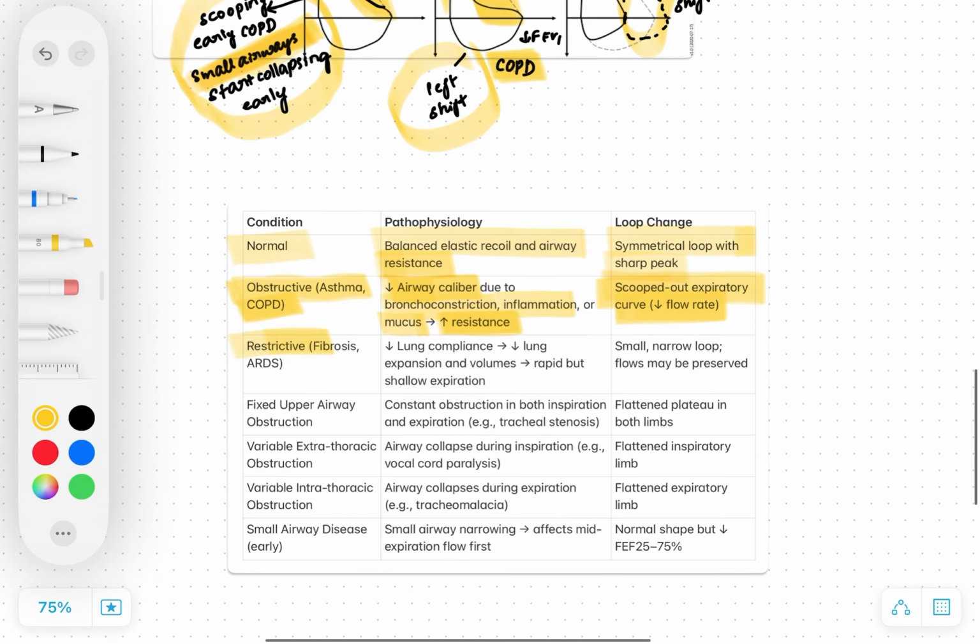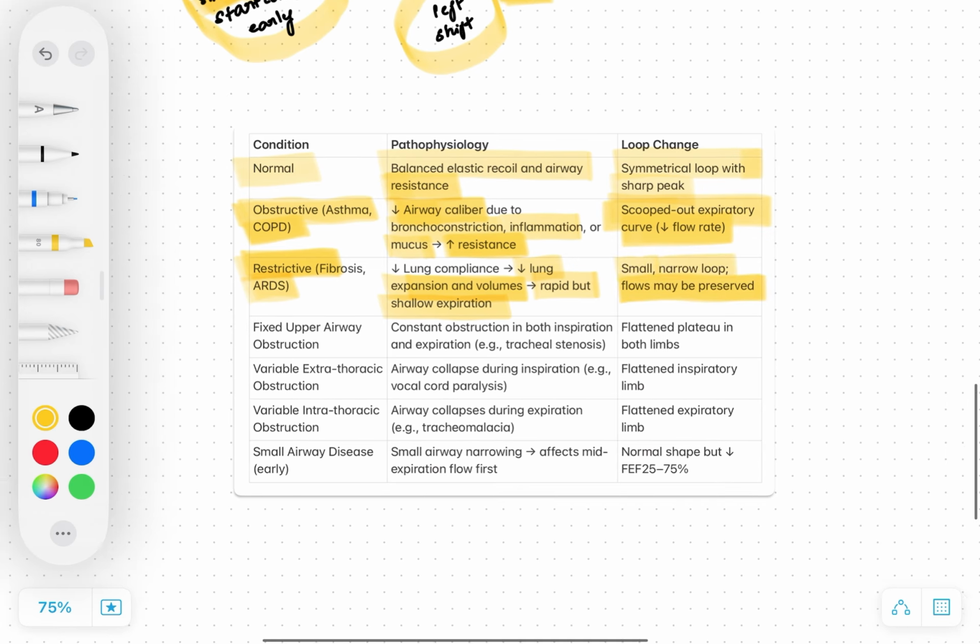Next, restrictive diseases like fibrosis and ARDS. Here the lung compliance itself is decreased. So there will be decrease in lung expansion and lung volumes. There will be rapid but shallow expiration. So the loop will be small and narrow, and flows can be preserved here.